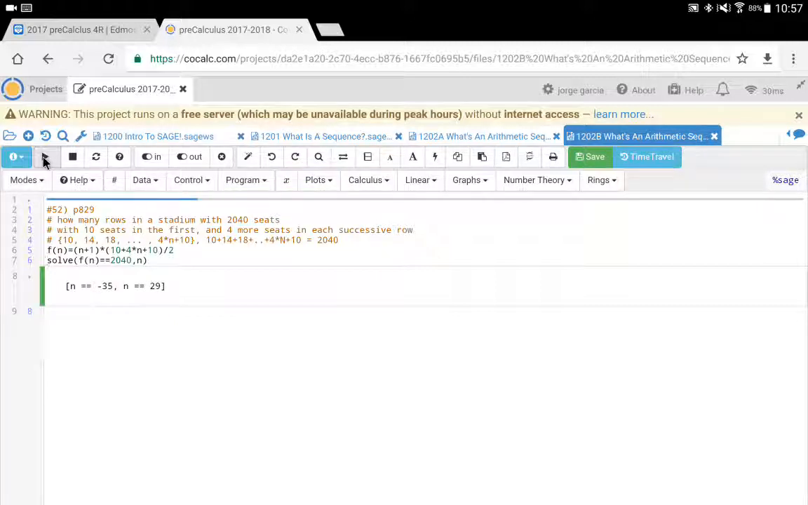And you get n is 29 and n is negative 35. So what's the answer? The answer is 30 because we started counting at 0. So from 0 to 29 rows, from the 0th row to the 29th row is 30 rows. So there you go. Now, is there a way to show the steps?